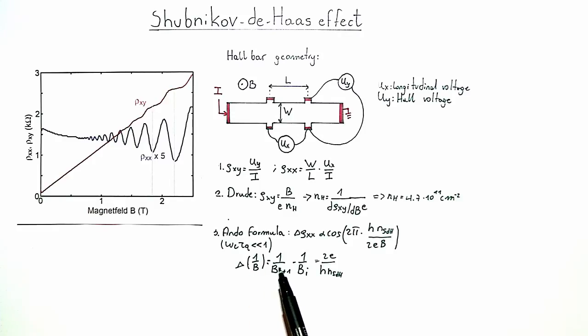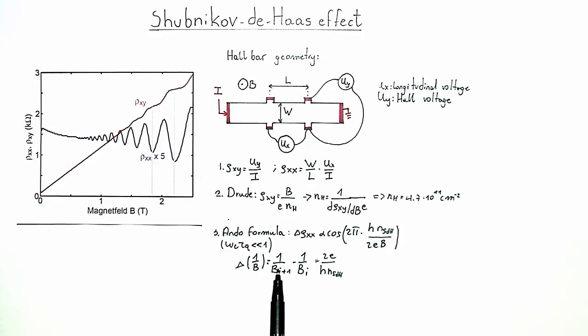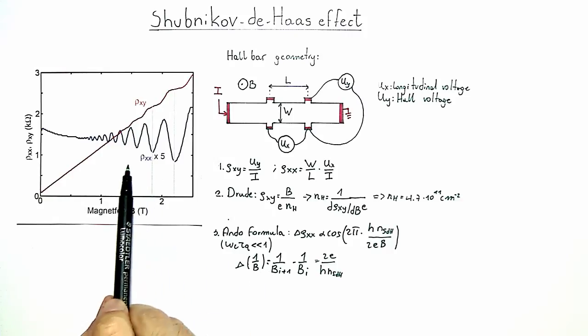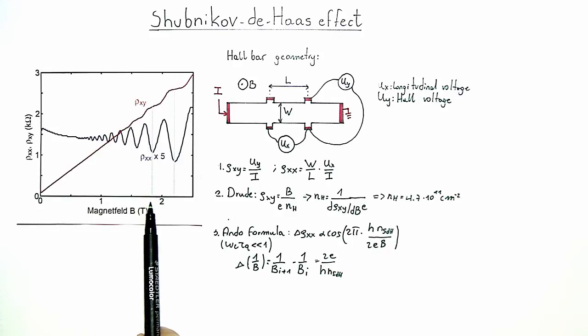So we have to find the period in 1 over B. What we do is look where rho xx has minima, and then take the inverse of that magnetic field, and subtract two such values since we're looking for the period. So in effect, we go to the minimum and see which magnetic field this minimum corresponds to. Here it's around 1.8 tesla.